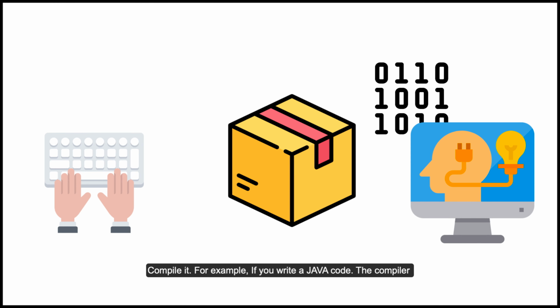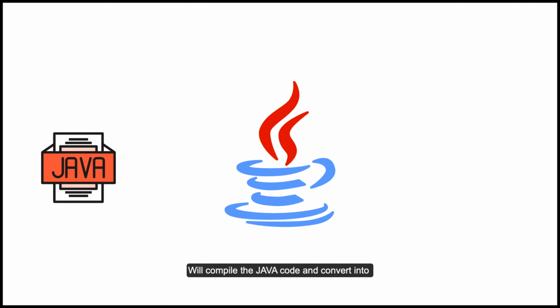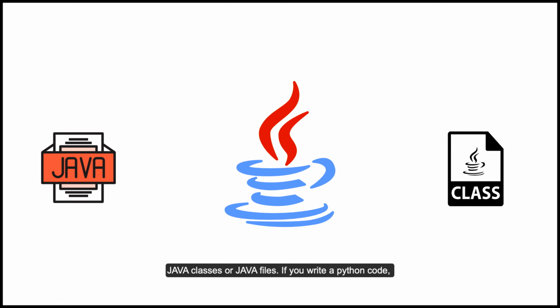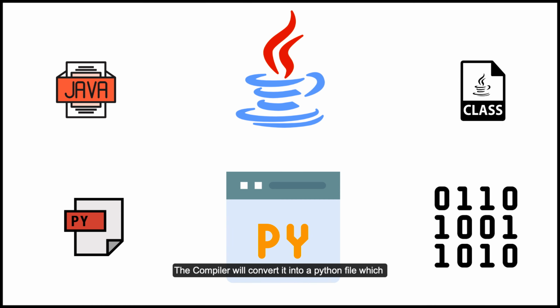So for example, if you write a Java code, the compiler will compile the Java code and convert it into Java classes or Java files. If you write a Python code, the compiler will convert it into a Python file which can be executed by the computer.